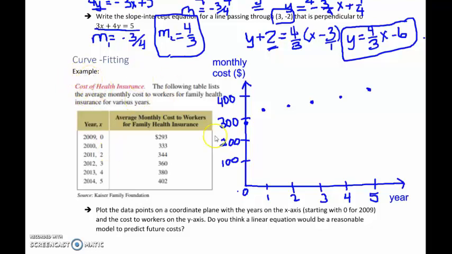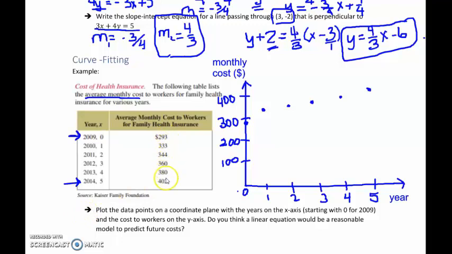Okay, so we're given this information, so let's just make sure we understand what we're given. The cost of health insurance. The following table lists the average monthly cost to workers' families for health insurance for various years. So notice that it starts in 2009. It goes through 2014. Well, here we're in 2020, right? So a few years have passed.